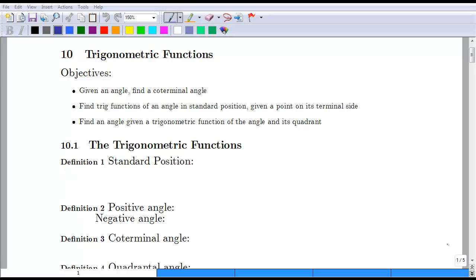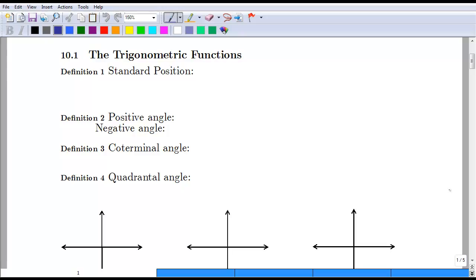The things that we are going to cover in this section talk about, given an angle, we want to be able to find the coterminal and the reference angles. We want to be able to find trig functions of any angle in standard position. And we want to find an angle given a trig function. So again, we're going to be using those inverse trig functions. Now, section 10.1 starts off with a few definitions.